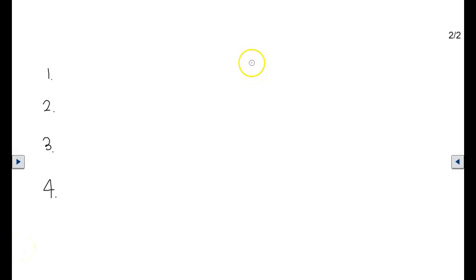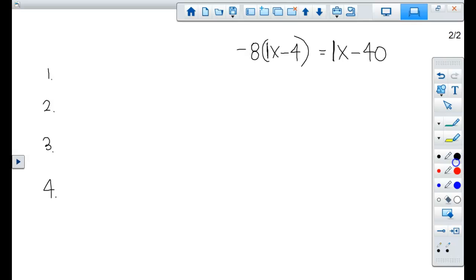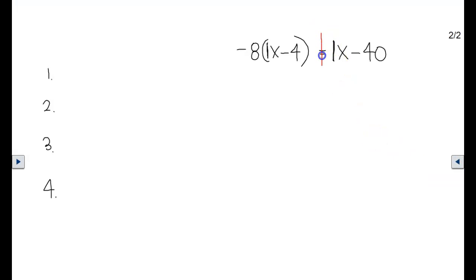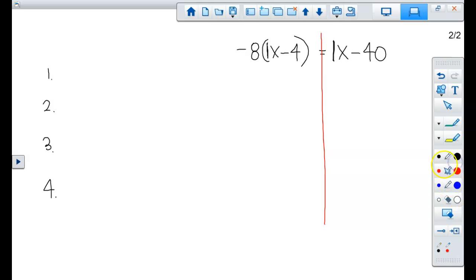All right, one more example. We're going to solve negative 8 times the group, x minus 4, is equal to x minus 40. Now let me point out again, this x is a 1x. This x is a 1x, so you may want to write in those invisible ones before you get started. All right, line through the equal sign, and here we go.